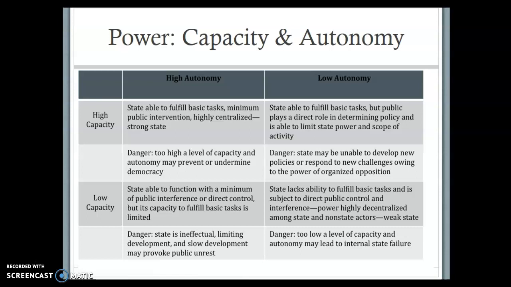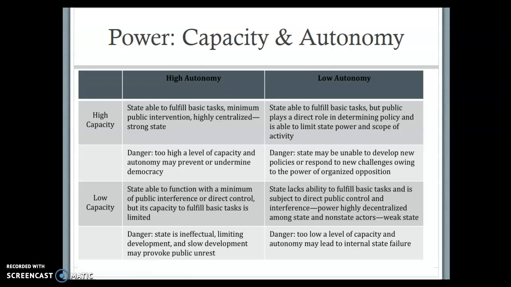And I know that's bottom right corner, but I'll start there. Just because as it says there, in this case, the state lacks the ability to fulfill basic tasks and is subject to direct public control and interference. The power is highly decentralized, so spread way out among state and non-state actors, pretty much going to be a weak state. And so the danger there is there's too low a level of capacity and autonomy and may even lead to state failure. That's obviously not a good situation. So the state doesn't have the capacity to fulfill tasks, and it has too much input going on. So it's really ineffective.